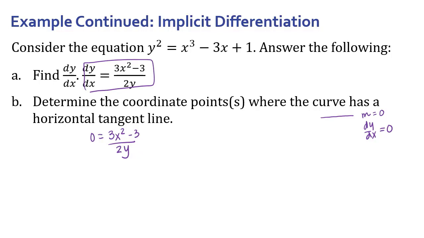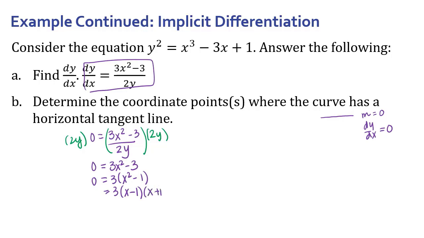Let's first get rid of this fraction by multiplying both sides by 2y. I'm going to get 0 equals 3x squared minus 3. Let's factor, using the zero product property. We factor that 3 out, and then that can factor into 3 times x minus 1 times x plus 1. Then we can set each of these equal to 0. So I get x equals 1 and x equals negative 1.